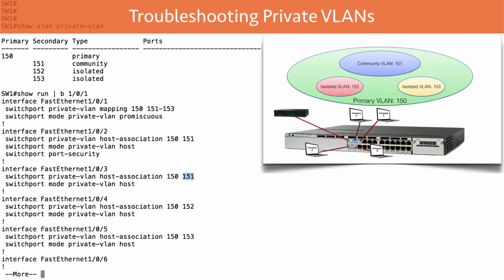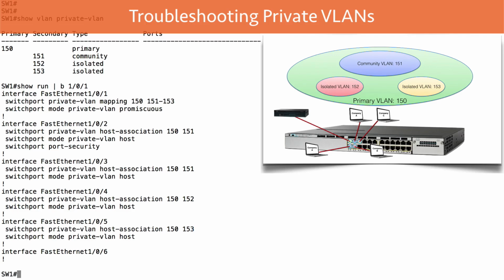Similar configuration for our isolated ports. FastEthernet 1/0/4. Again, we're saying the mode is private VLAN host, and we're associating with 150 as the primary VLAN, and we're in the subdomain of 152. And FastEthernet 1/0/5, it's also in the mode of private VLAN host. The primary VLAN is still 150, and we're in the subdomain, we're in the logical VLAN of 153. And based on our topology, that's what we want.